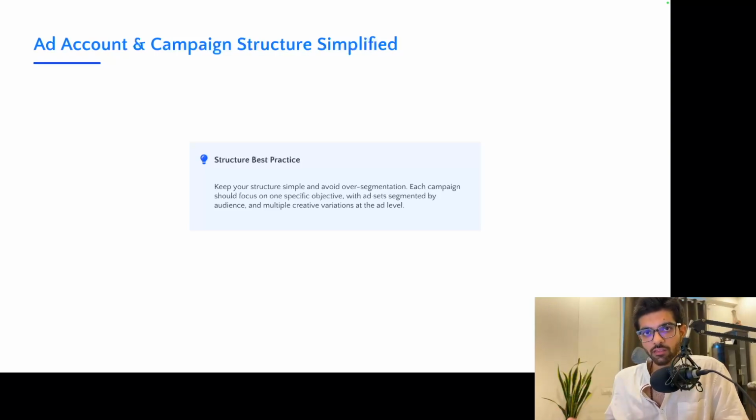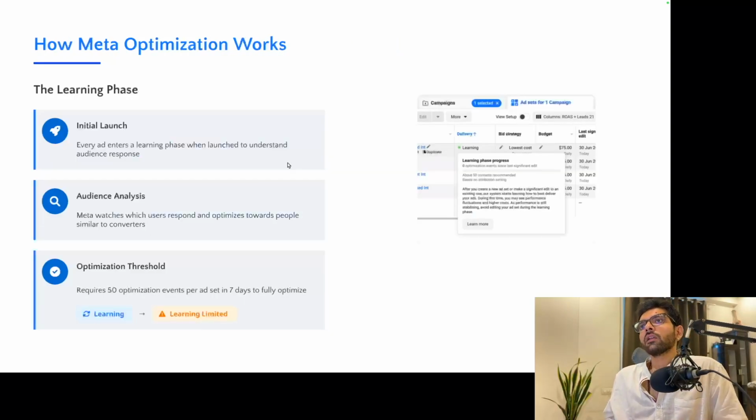You need the number of campaigns that you need for your account. It can be different across multiple brands, right? Now, how optimization works: whenever you set up a campaign and whenever you launch it, it initially goes into the launch phase where the basic understanding of the ad is getting collected, right? And then audience analysis happens.